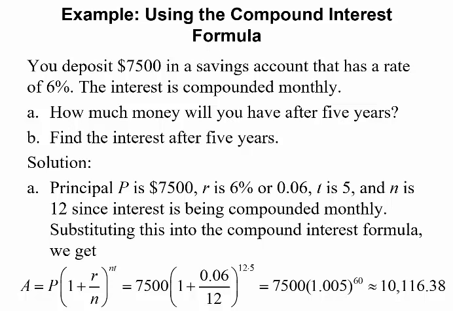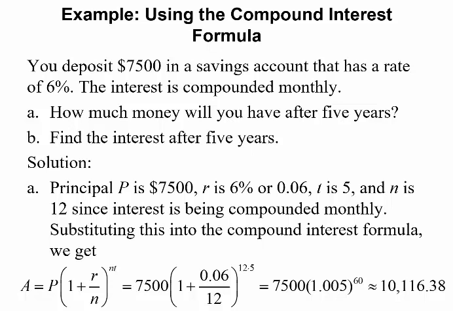Now let's do an example. Suppose you deposit $7,500 in a savings account that has a rate of 6%, and it's telling you the interest is compounded monthly. How much money will you have in the account after 5 years? And let's find the interest after 5 years.